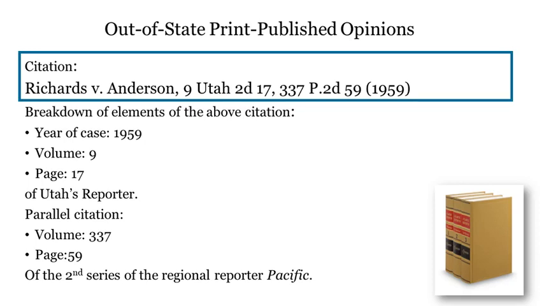So here's a citation example of an out-of-state print-published court case, and you'll see I've done a layout so you can see the year and the volume number and the page, so you can look at that citation and understand what it means. But what this citation is saying to you is find this 1959 case on page 17 of volume 9 of the second series of Utah's Reporter, the Utah Second. You may also find the case on page 59 of volume 337 of the Regional Reporter, Pacific Second.